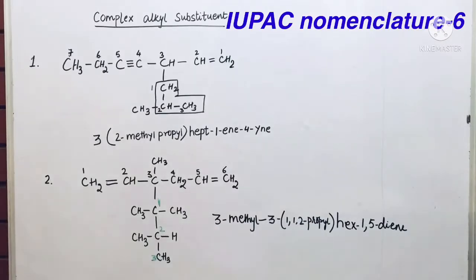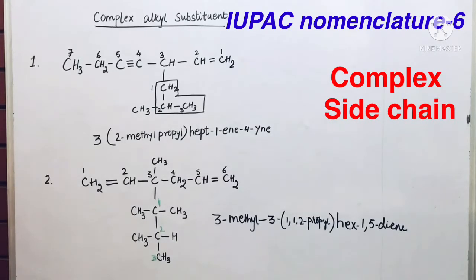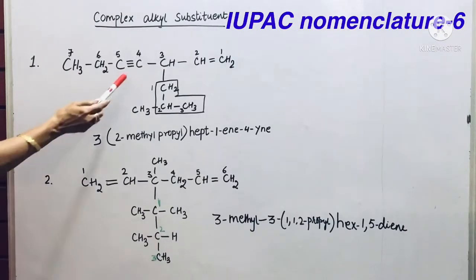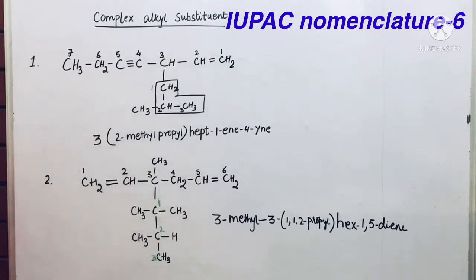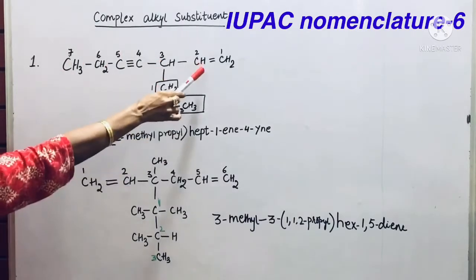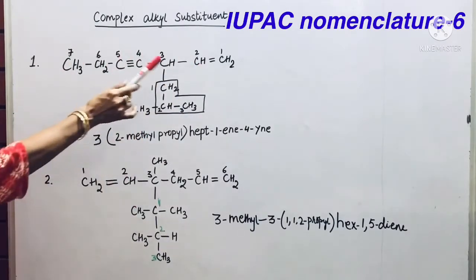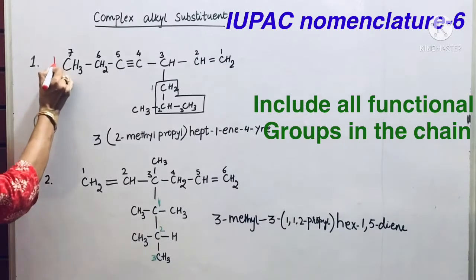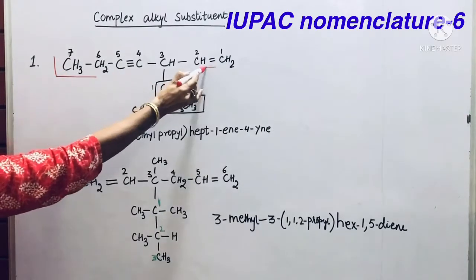Now look at some cases which have a complex alkyl substituent. So first thing is, I have taken this chain because in this chain the triple bond and the double bond both are present. So you cannot move your chain this way and leave out the double bond. Functional groups, double bonds, triple bonds, everything should come into the main parent chain. So the main parent chain will be from here till here.